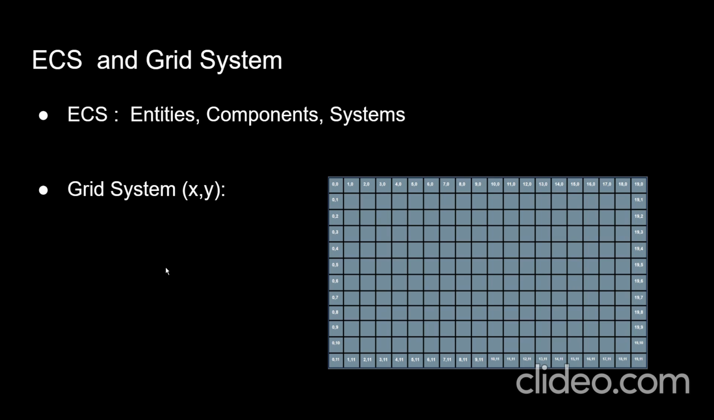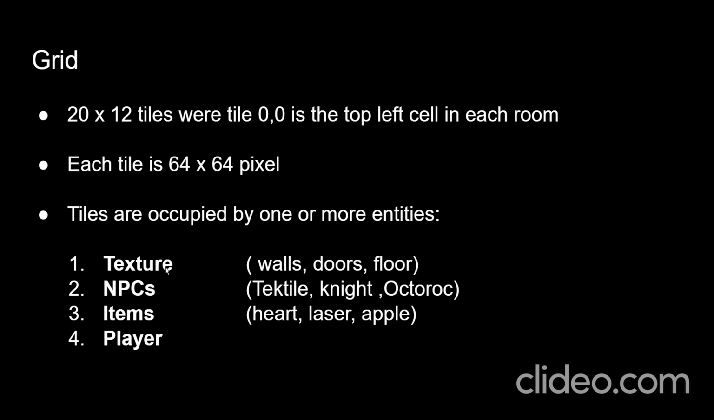Let's talk about the grid system. Our grid system consists of 20 by 12 tiles, and each tile is 64 by 64 pixels. These tiles can be occupied by one or more entities, and there are four categories for our entities in this game.